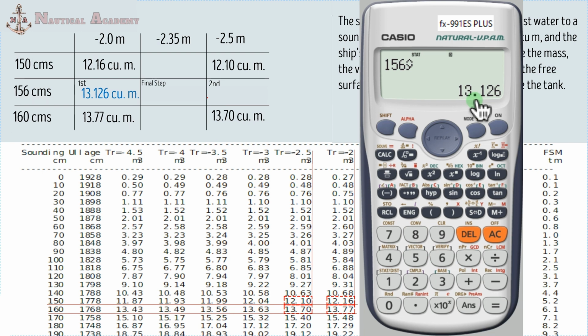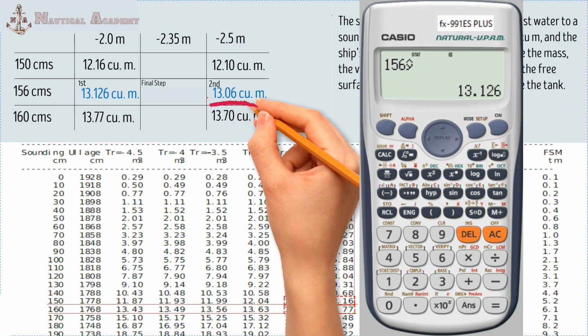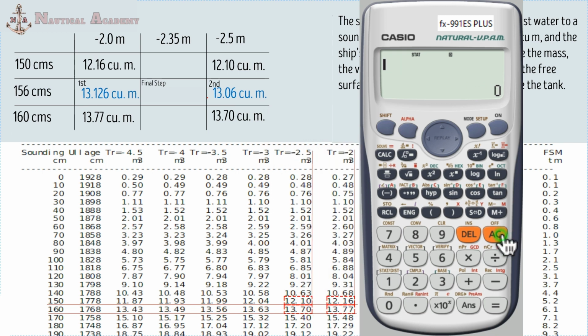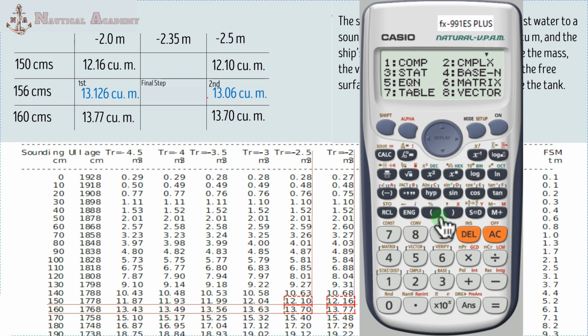For our second step, just follow the procedure in the first step. In the column X, enter the sounding value. In column Y, enter the corresponding value of volume at a trim of -2.5 meters. If you did it right, then your answer should be 13.06 cubic meter. For the final step, press the Mode button. Then press number 3, and select number 2.